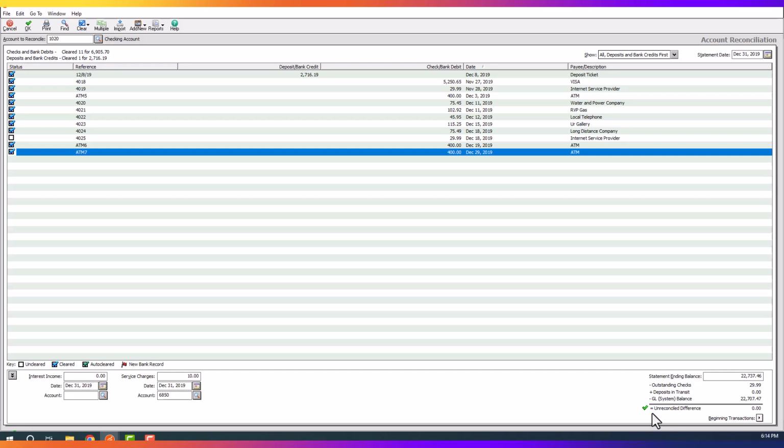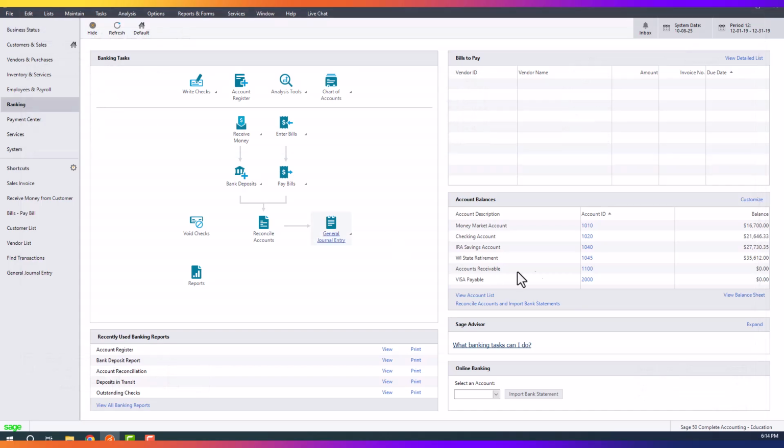And then I come down for the moment of truth, and I look and see, does the unreconciled difference show a 0? It does. I've got the green check mark. Now I can save this reconciliation by clicking OK.